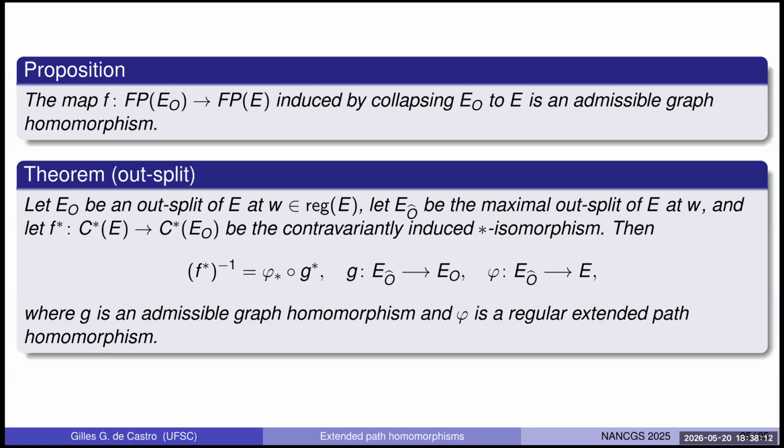And also, I should ask Gilles, have you looked at invertible extended graph homomorphism or invertible relation morphisms? Can you characterize when two graphs are isomorphic in that sense?